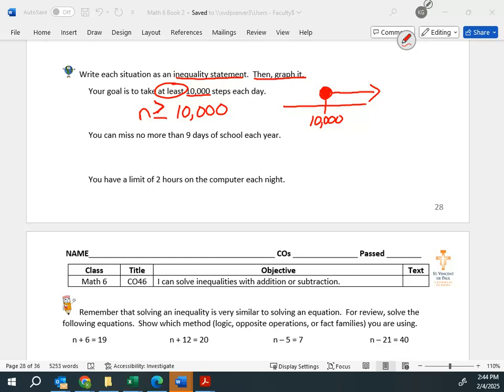So you need to have both parts to this solution. You need to have your inequality statement and you need to have your number line. So you need to graph it on that number line. So you're going to finish all of the rest of the problems on this page.